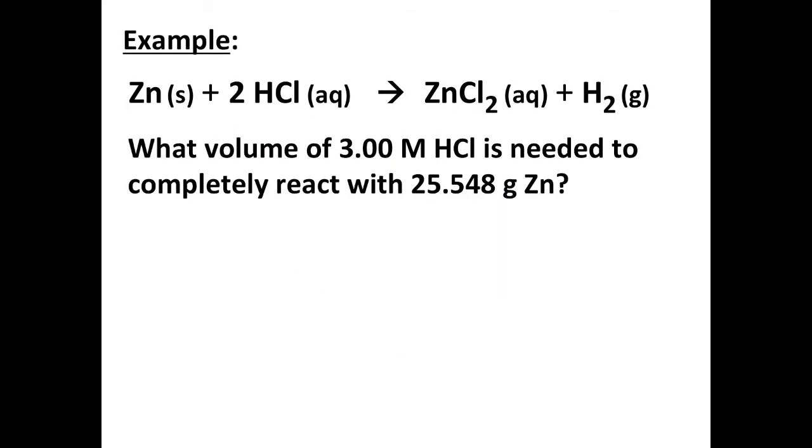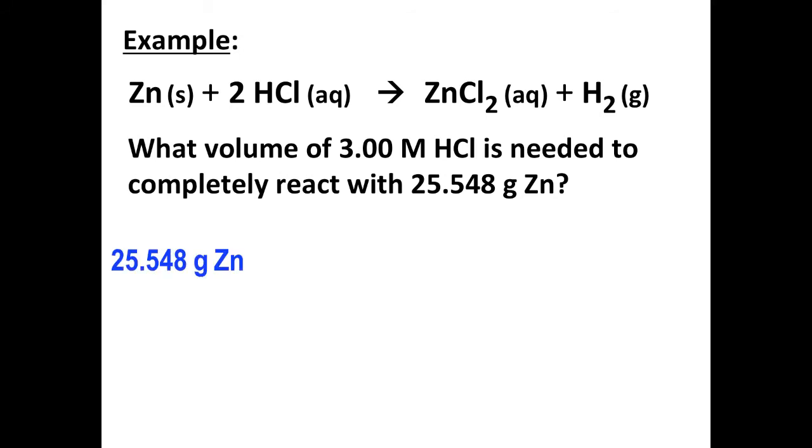So our last example for this screencast is a reaction between zinc and hydrochloric acid, and we're asked how much hydrochloric acid is needed to completely react with a given amount of zinc. Notice there's something a little different here. We're determining the volume of a 3 molar hydrochloric acid solution. So this is going to be similar to previous calculations, but instead of using a grams and moles conversion, we'll be using a volume and molarity conversion.